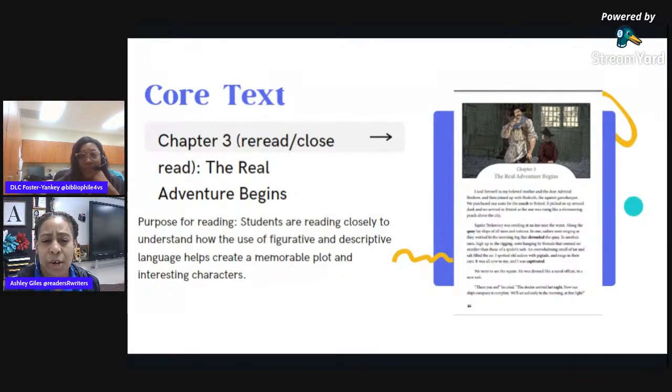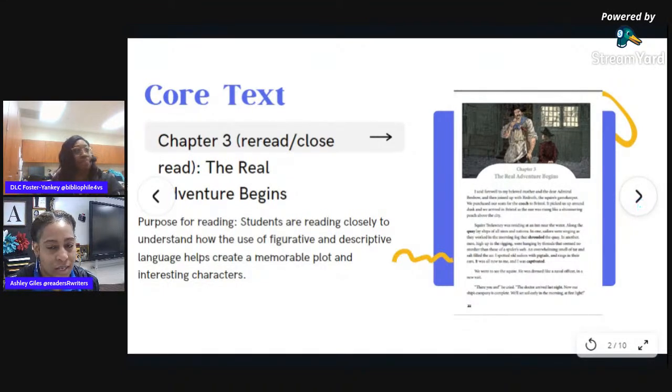As a reminder, the purpose for reading is that students are reading closely to understand how to use figurative and descriptive language that helps to create a memorable plot and interesting characters. Just keep in mind that the same work they're doing in writing their own adventure, they are seeing as craft moves within Treasure Island as they read.